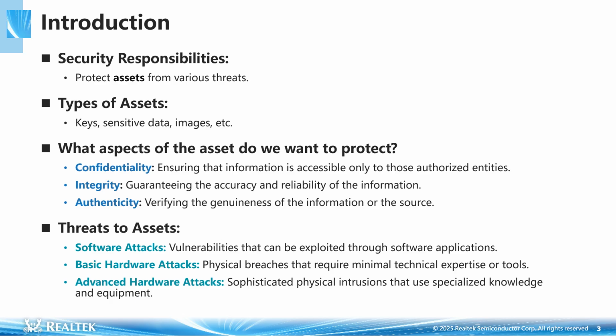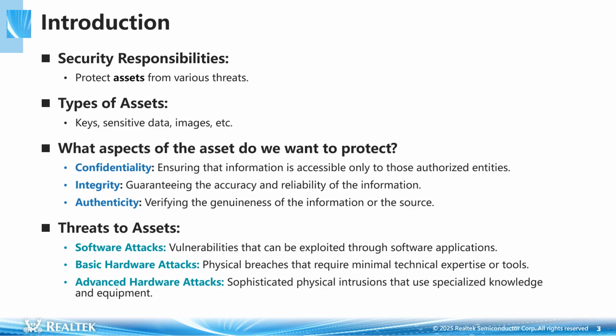First, let's answer the question of what aspects of the asset do we want to protect? 1. Confidentiality. Our primary goal is to ensure that information is accessible only to authorized entities. This involves implementing encryption and access control systems to prevent unauthorized access.